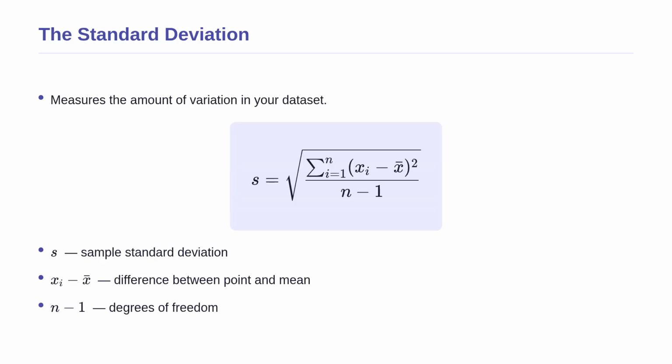This need to measure data spread leads us to the standard deviation formula. Conceptually, it calculates the average distance of each data point from the mean. Here, the symbol S represents the sample standard deviation. Inside the square root, we subtract the mean from each data point to see how far off it is. We square this difference so that negative and positive values do not cancel each other out.